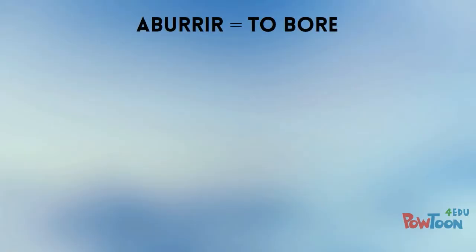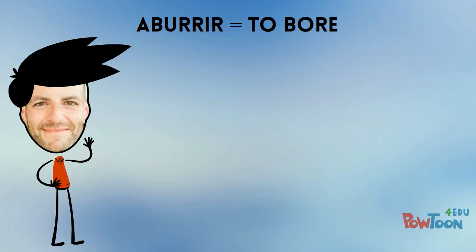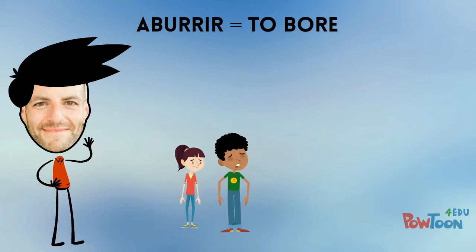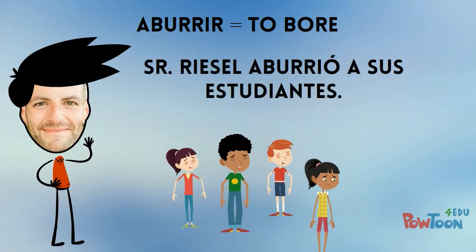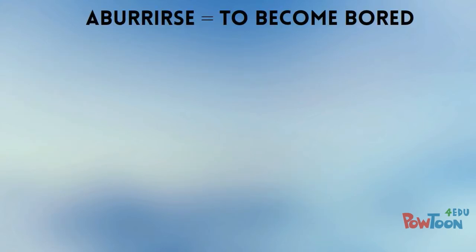First, the verb aburrir. Aburrir means to bore. If someone bored someone else, for example, we would not need a pronoun. Señor Riesel aburrió a sus estudiantes. Señor Riesel bored his students. If we make this verb reflexive, we are now indicating a change of state. Aburrirse means to become bored.